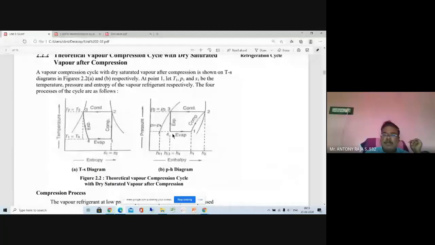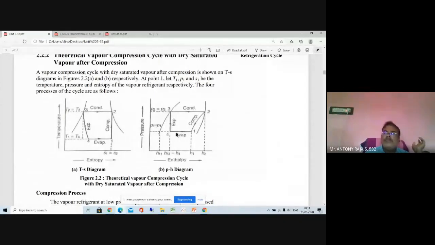Assuming that point number 1 is shifted to the right side of this curve, superheated vapor leaves the evaporator. In that case, the refrigerating effect is high. The H1 minus H4 value is a very large value. In that case, the refrigerating effect is more.